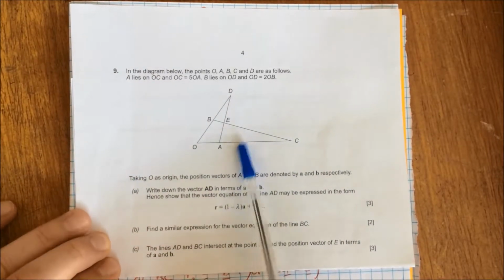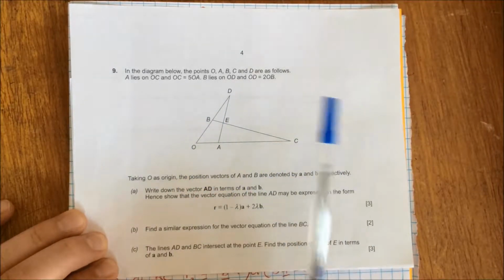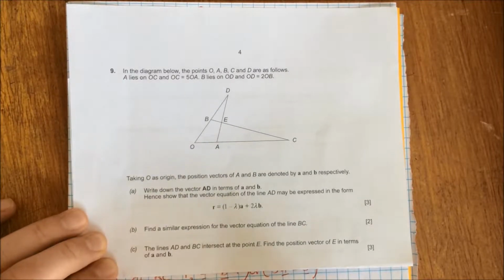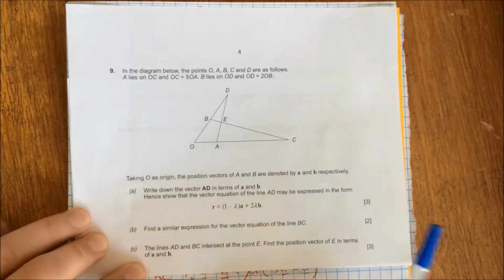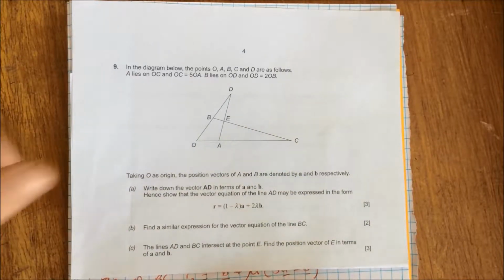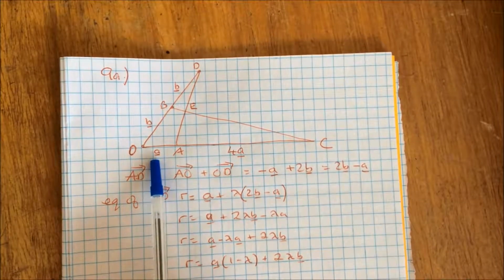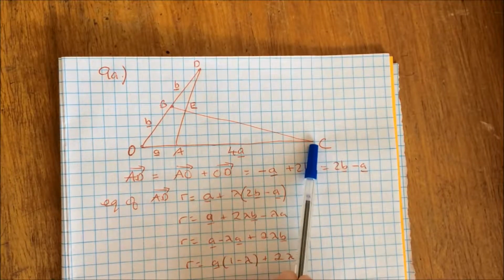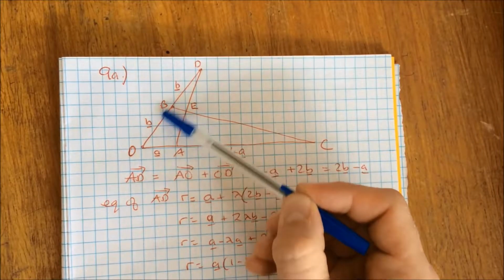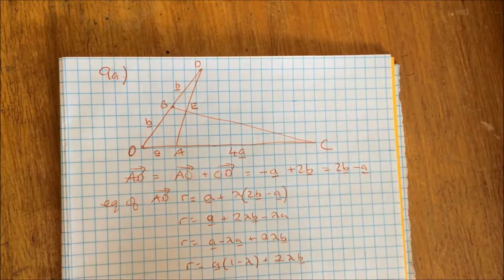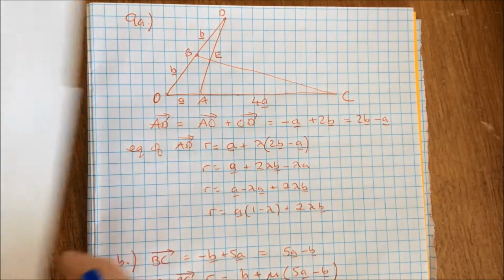There's the initial diagram. It tells us OC is 5OA and OD is 2OB. And taking O as the origin, position vectors of A and B are little a and little b respectively. So the first thing you've got to do is make some headway of that information and draw this diagram, okay? From here to here is little a, from here to here is 5 little a, so obviously capital A to C must be 4a. From O to B is little b, and from B to D is little b. Once you've got that diagram, the question isn't actually that bad.